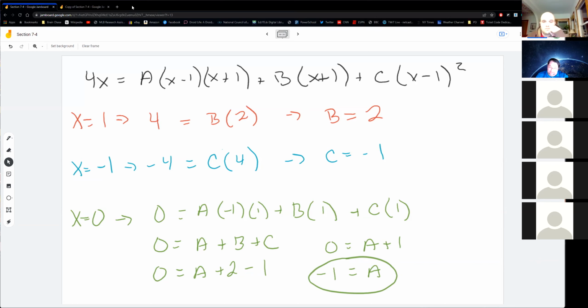Oh, I forgot the negative sign in the A. So A equals a +1. So if you run out of numbers to try, use an easy number. The only thing that's going to happen is you're going to have multiple letters left over, so you have to use what you found in the other ones to solve it.